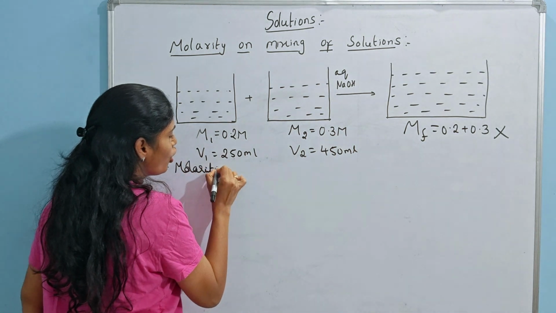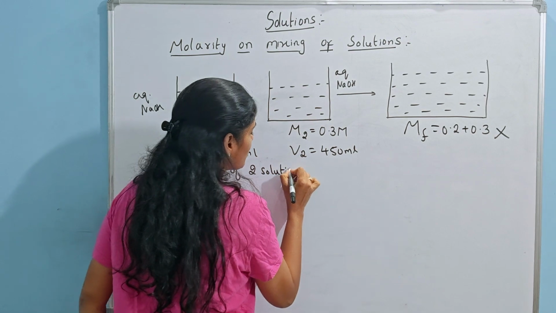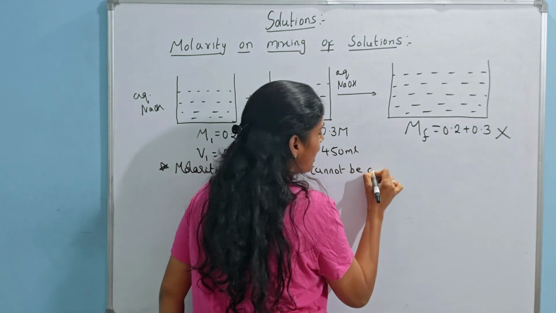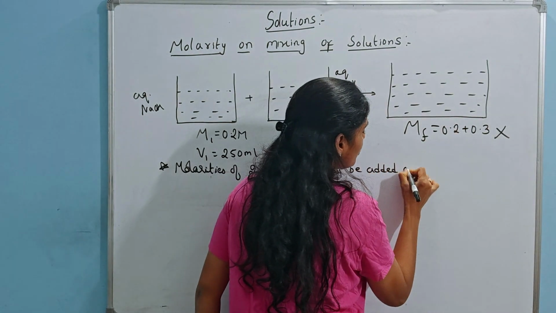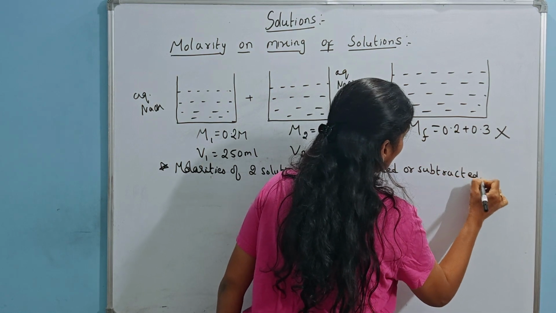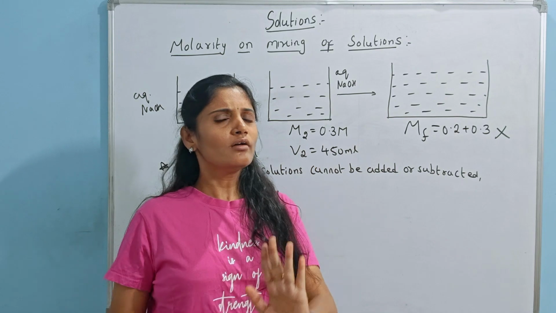Molarities of two solutions cannot be added or subtracted. Okay, fine. Molarities cannot be added and subtracted. This point we will remember.